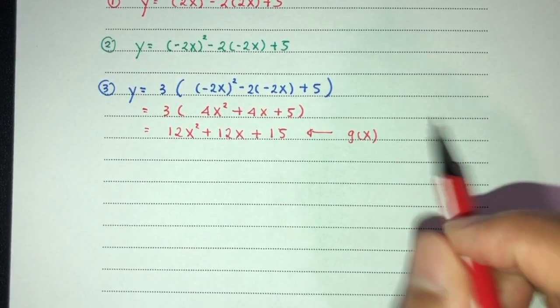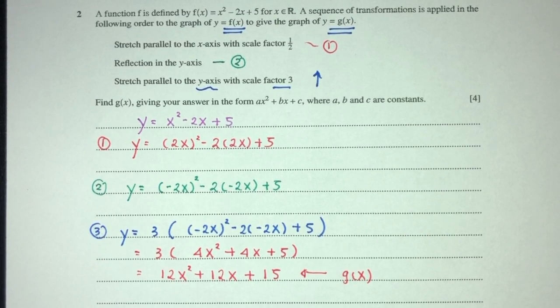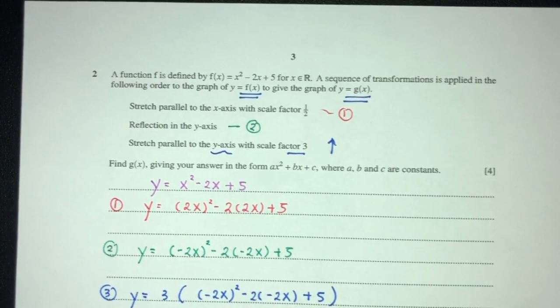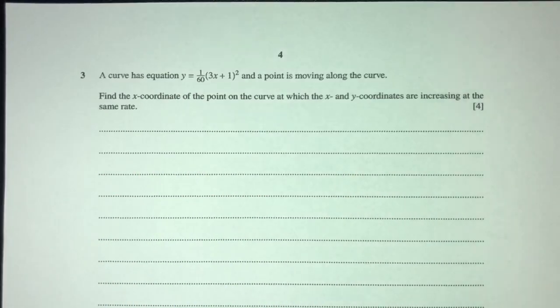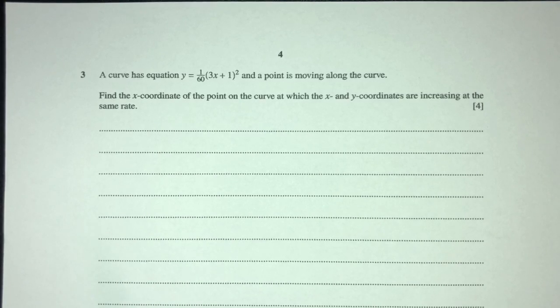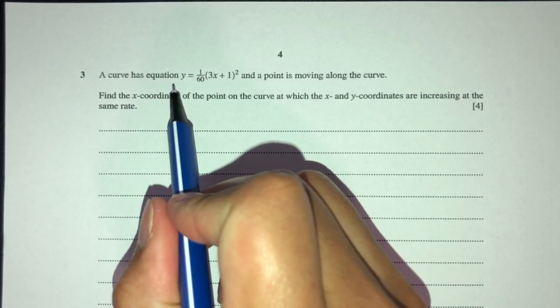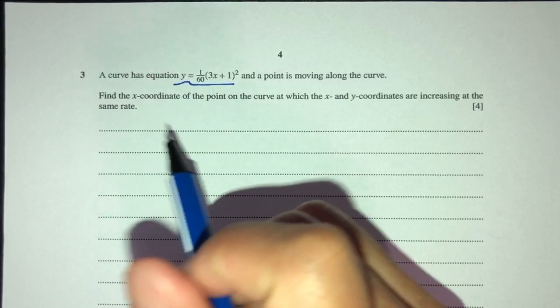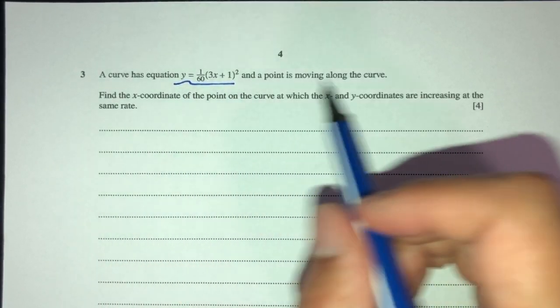Okay, always solve one by one, one step at a time, to find the answer for your question number 2. Now let's move on to question number 3. So right now we have a curve with this equation. Alright. Now a point is moving along the curve.